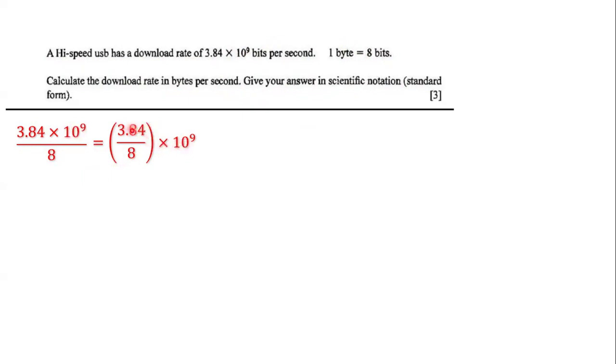Now, what is 3.84 divided by 8? Well, 3.84 divided by 8 is going to be 0.48. Now, we also have to bring down the 10 to the power of 8. So what we have now is 0.48 times 10 to the power of 8. But this is not in scientific notation yet. In order for this to be in scientific notation, this number needs to be a real number from 1 to 10, but not including 10. Currently, this number is less than 1, so this expression is not in scientific notation as yet.